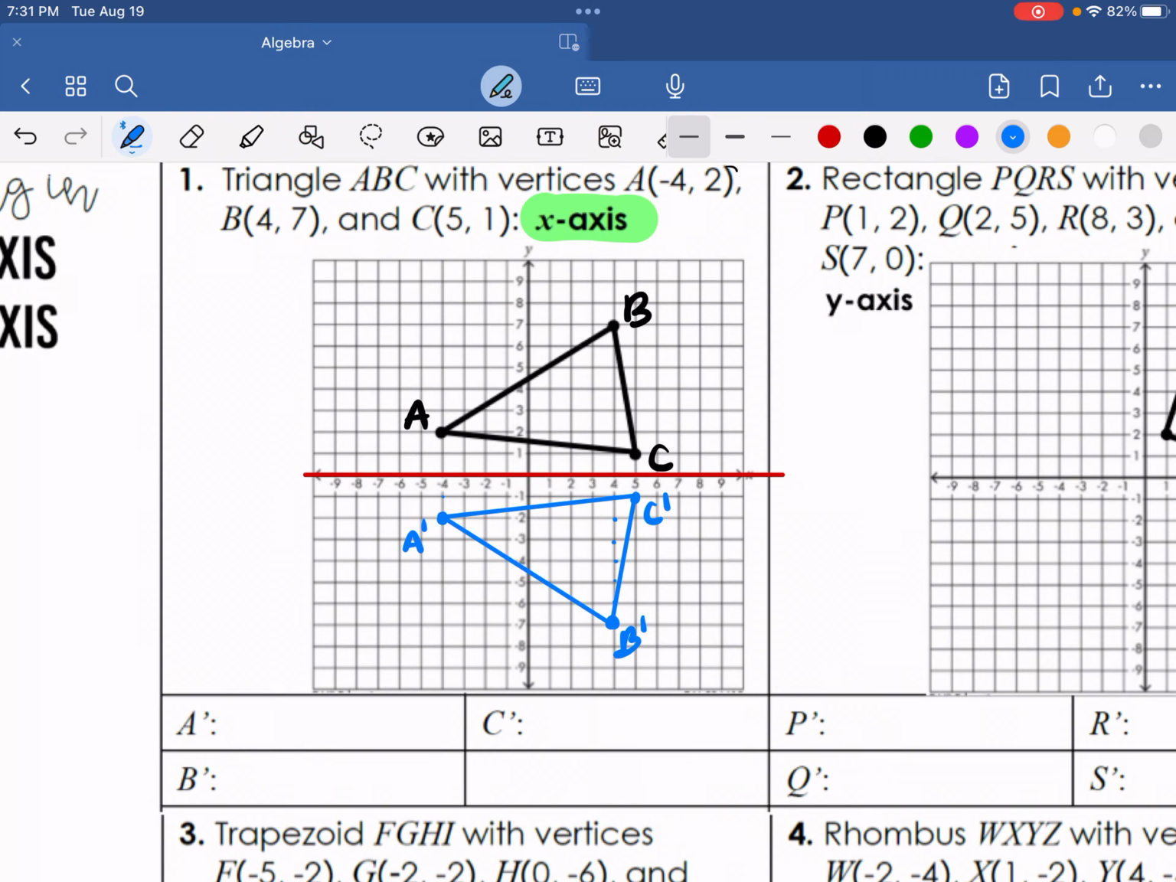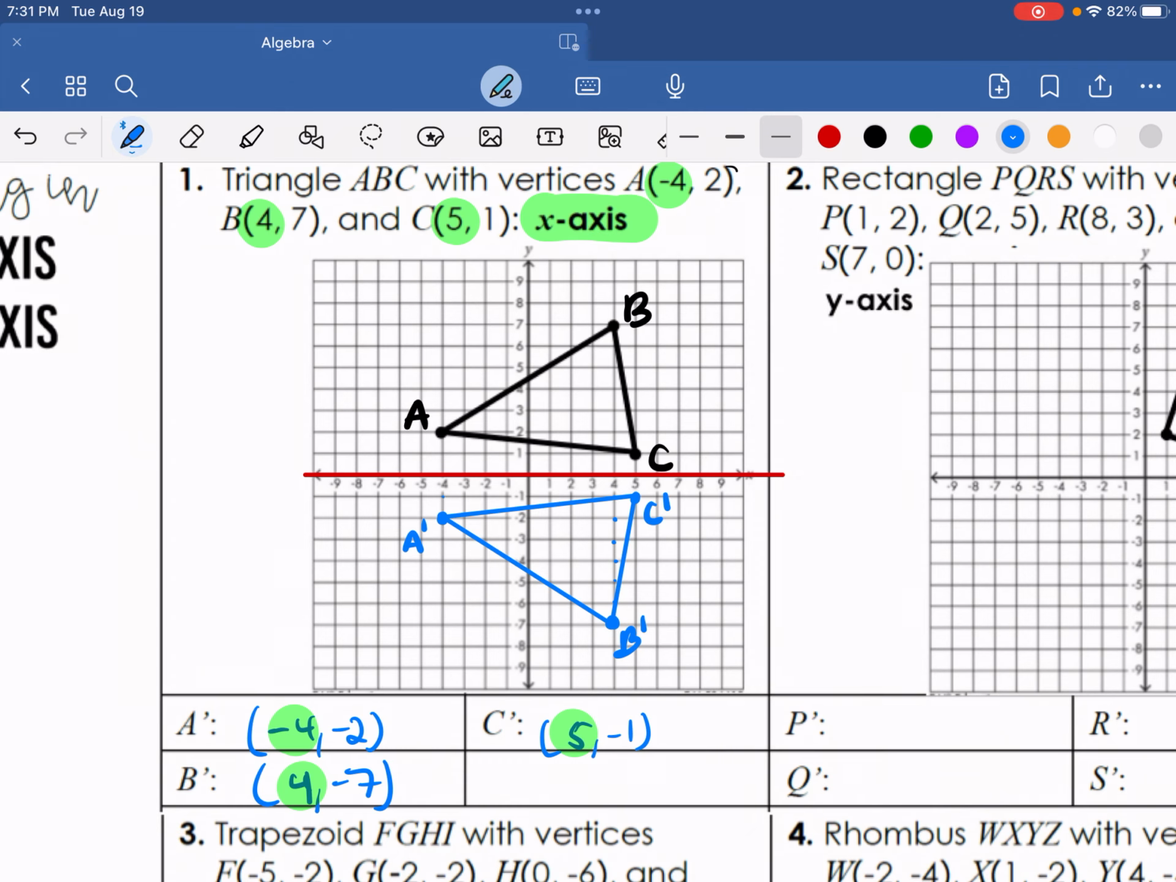You want to write the coordinates. So A is -4, -2. C is 5, -1. And B is 4, -7. What you should notice is if you reflect it over the x-axis, the x is going to stay the same. It's -4 still, it's 4 and it's 5, just like it was in points A, B, C. So our A prime, B prime, C prime. The y's have the opposite sign. It was +2 and now went to -2. It was +7, -7, and +1, -1.